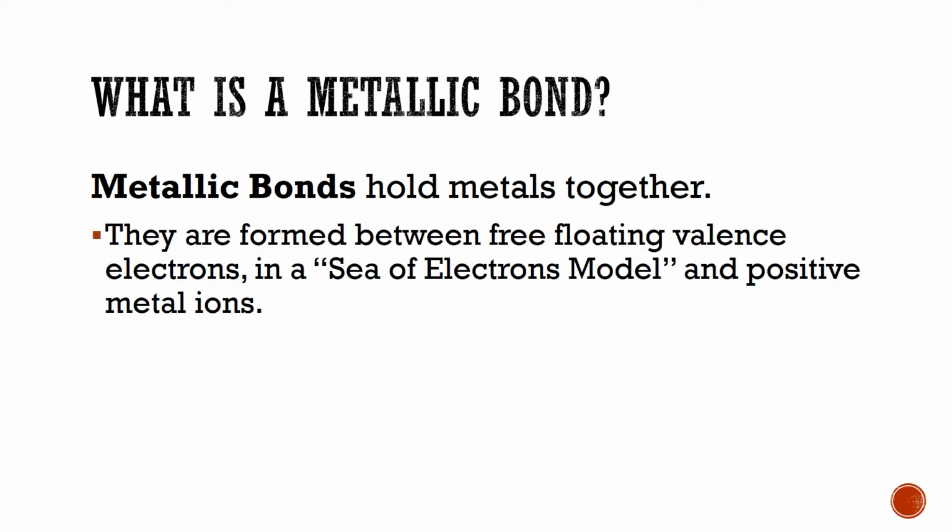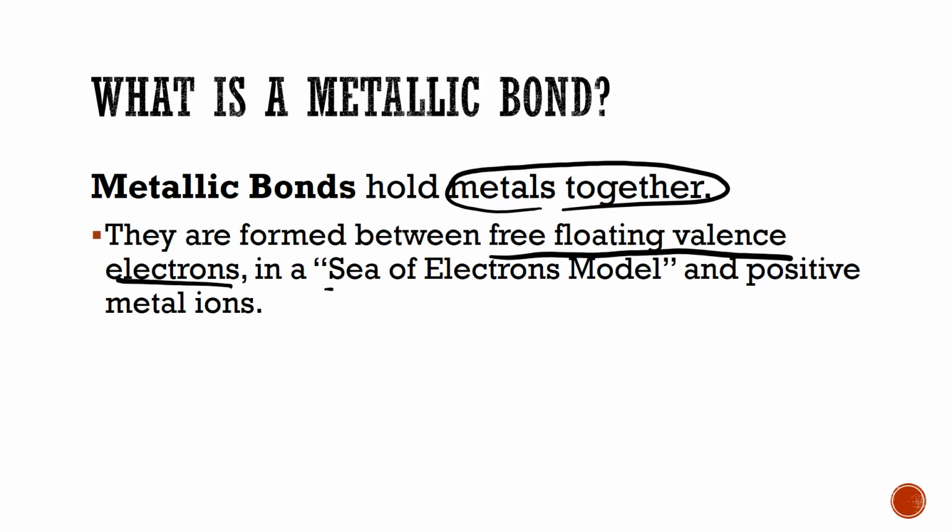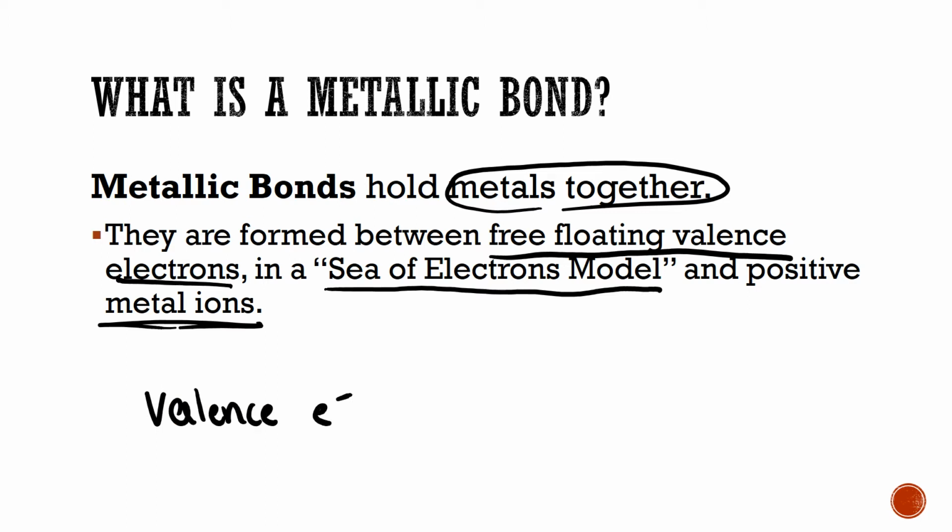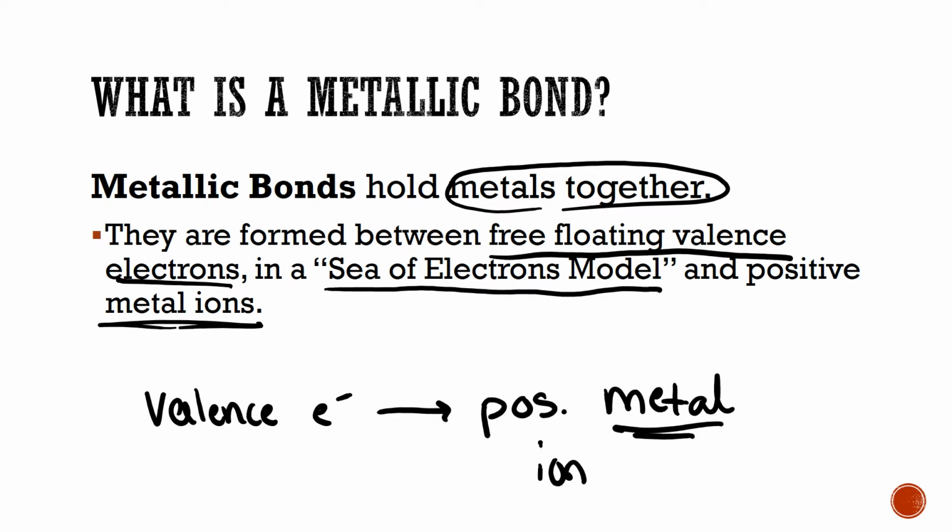So what is a metallic bond? Well, a metallic bond is a bond that holds metals together. Okay, surprising, right? They are formed between free-floating valence electrons in this sea of electrons model and their positive metal ions. So it's a bond between valence electrons and a positive metal ion. Keyword here being metal.